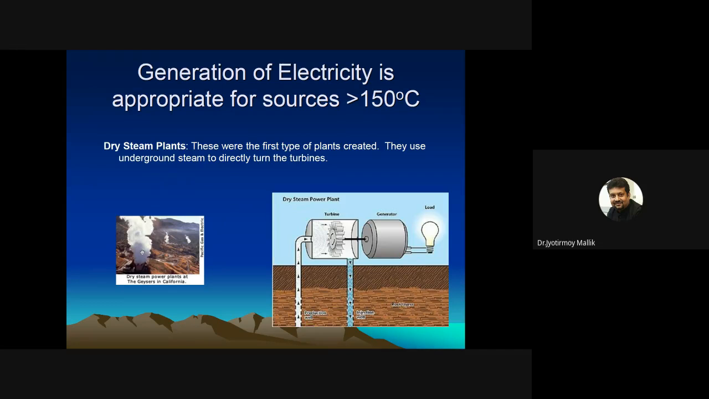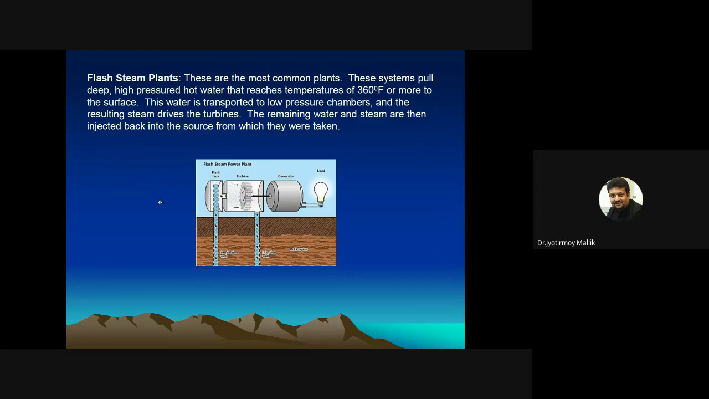You can see dry natural streams of water vapor coming out from underground. You can take them out in a controlled way, and that steam can rotate your turbine and you can create electricity. The water which is created after this process is pumped back into the ground. So these are called dry steam plants. Now, flash steam plants, what happens in flash steam plants?